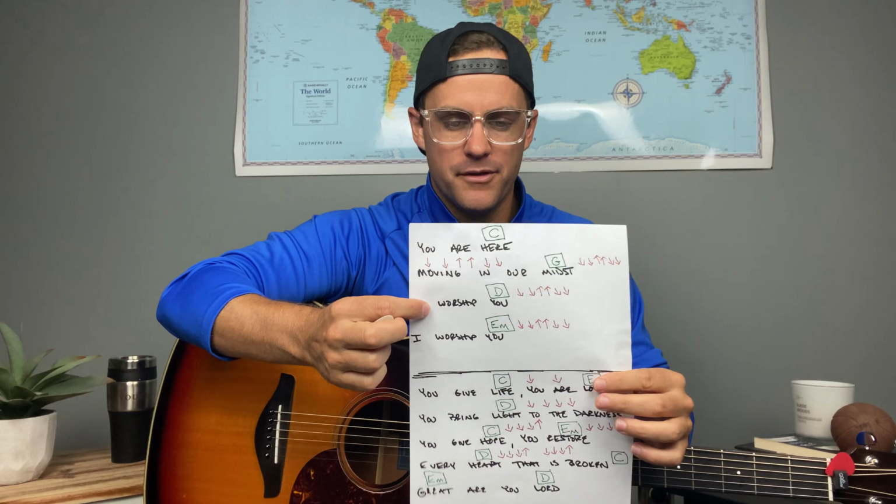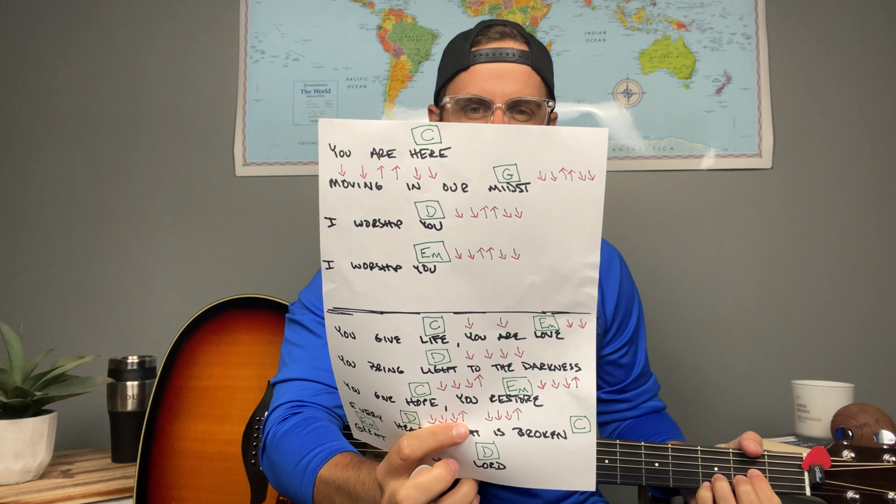We go to the next part. Third line, I worship you. That would be my D. I worship you. Fourth line, E minor, I worship you. And just start with down strums.